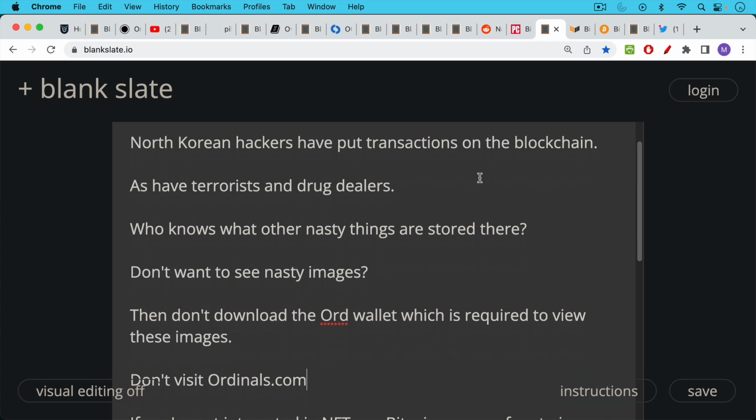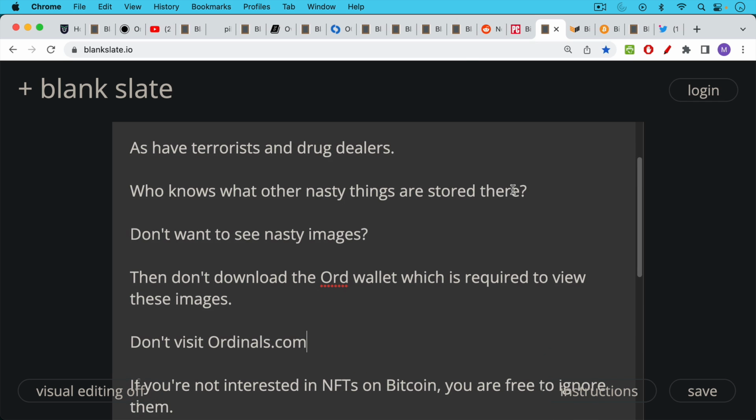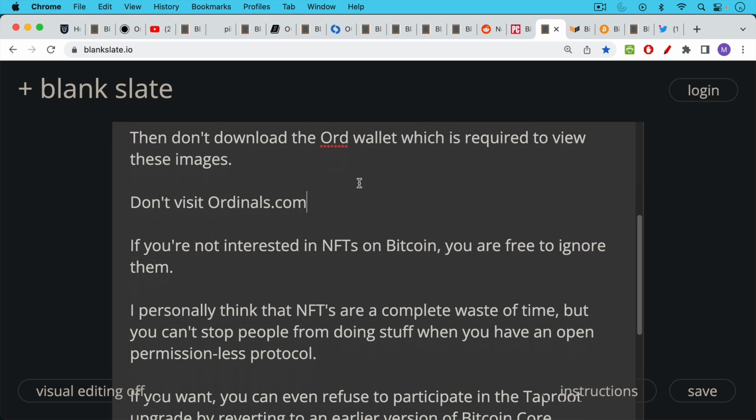So I would suggest if you don't want to see these images, if you don't want access to it, then don't download the Ord wallet, which is part of the Ordinals project, which is required to view these images. Don't visit ordinals.com, which is that website I referred to at the beginning of this video, but they do seem to be censoring some of the pornographic images there. I've seen blank spaces, and people have speculated that's why they've been censored, because they don't want that on their website. If you don't want to see these images, they're not readily visible. You need to go to a lot of work to dig them out and see them, and if you're like me, you will not want to do that just because you're not interested in this sort of stuff, because it's disgusting. If you're not interested in NFTs on Bitcoin, you're completely free to ignore them.